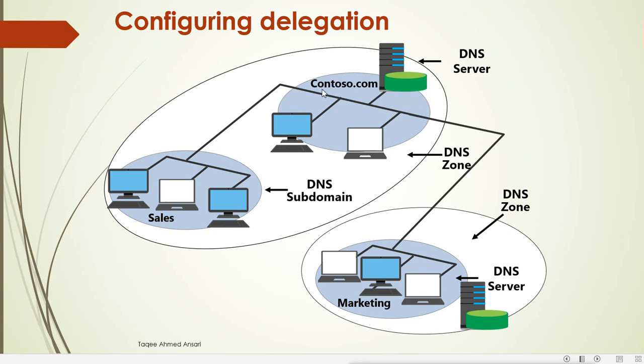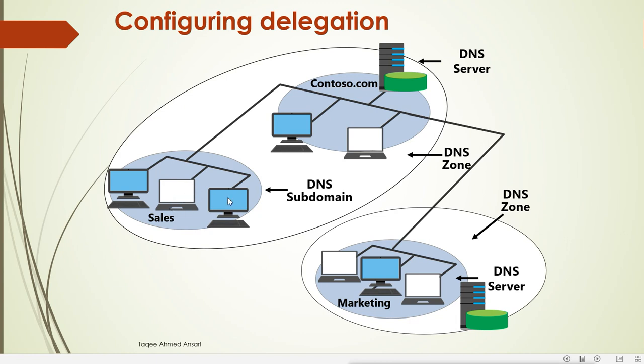So contoso.com is a top level domain, and we want to create another department domain like sales or marketing. So we want to create a subdomain for it, and we will create the delegation. That means it will come under contoso.com, and it will be delegated to a particular DNS server.